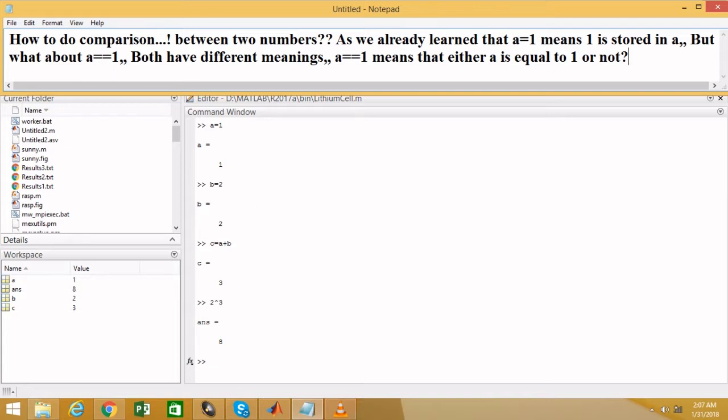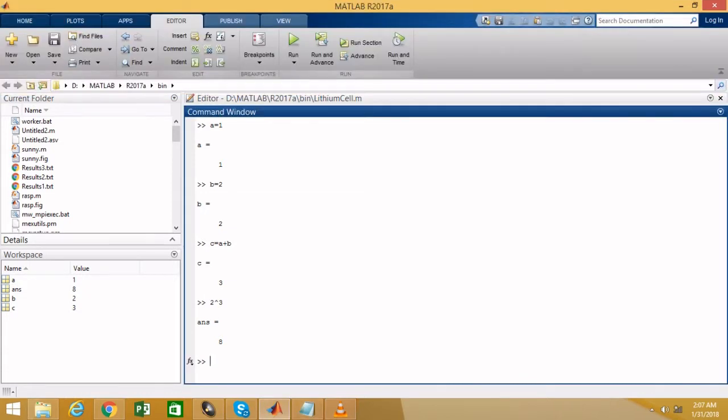How to do comparison between the numbers? As we already learned that a equals 1 means 1 is stored in a, but what about a equals equals 1? Both have different meanings. a equals equals 1 means that either a is equal to 1 or not, so let's try.